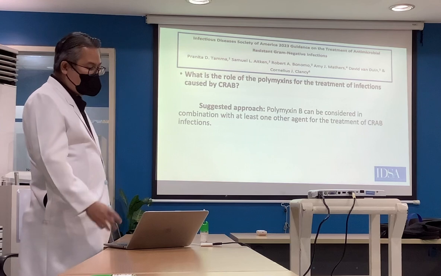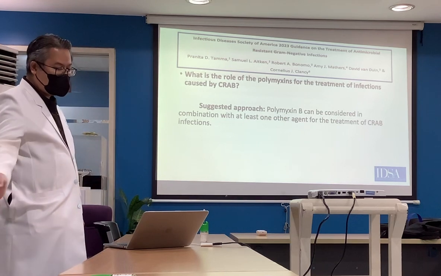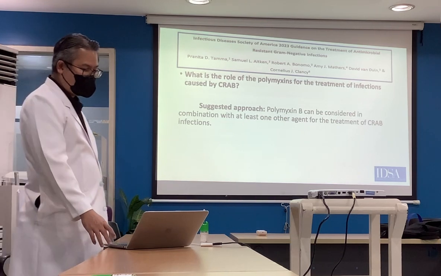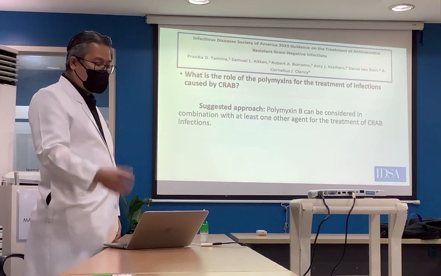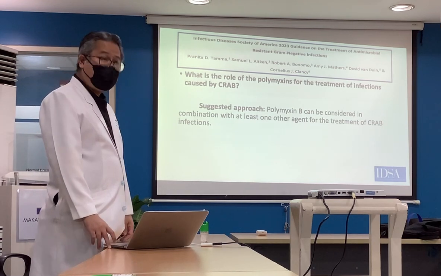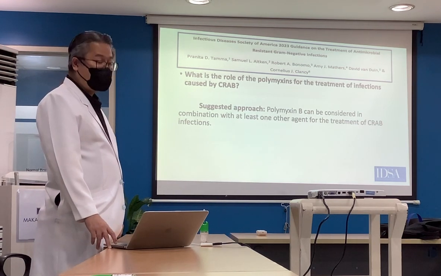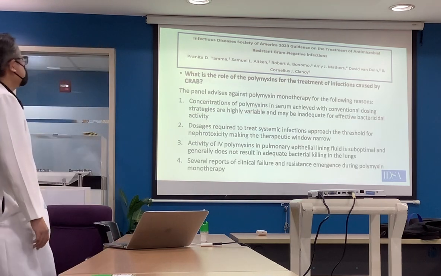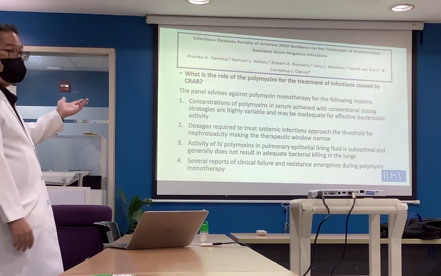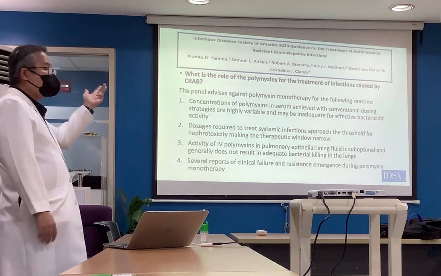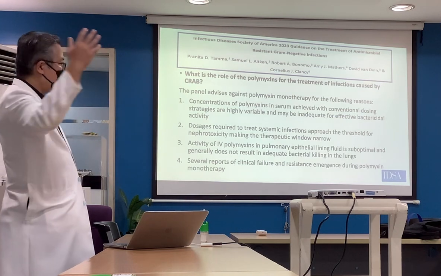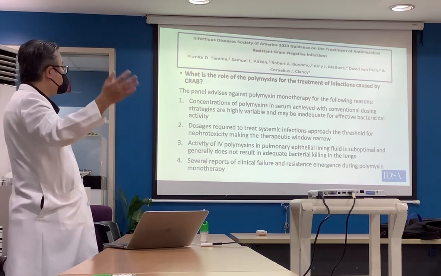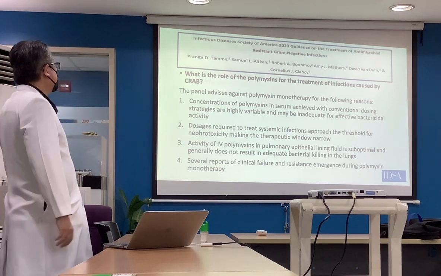Polymyxin B can be considered in combination with at least one other agent for the treatment of CRAB infections. Again, taking into account that if it's urinary tract, then you use colistin. Okay, not monotherapy for polymyxin. And when we say polymyxin, that's B or colistin E. Diba? Polymyxin E or colistin.